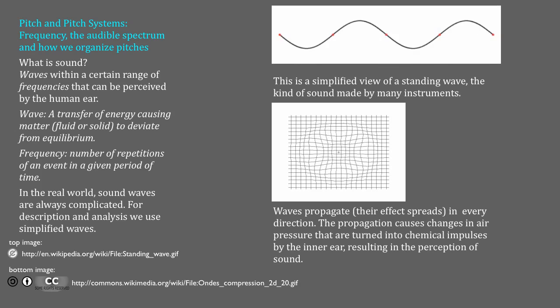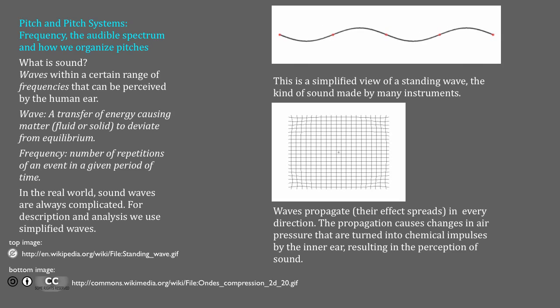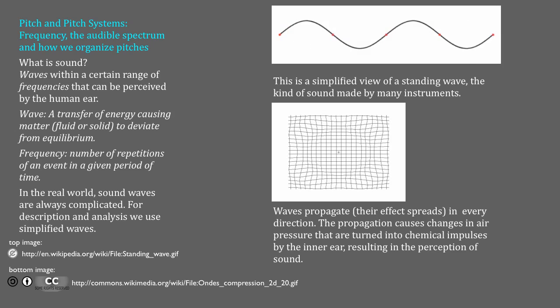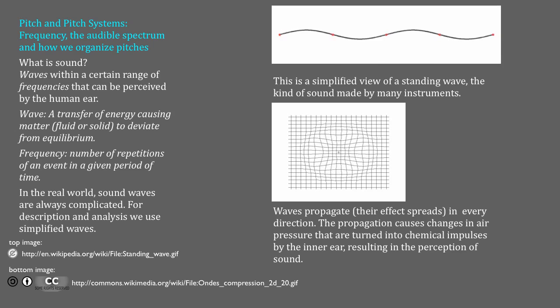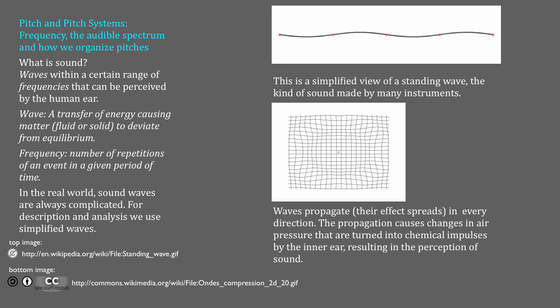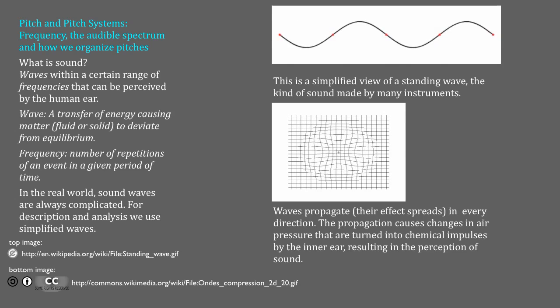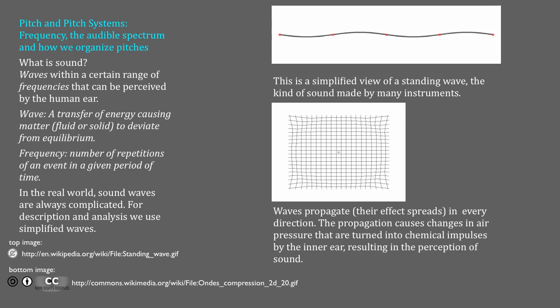This propagation causes changes in air pressure that are turned into chemical impulses by the inner ear, resulting in the perception of sound. So our ears and brains are doing some pretty sophisticated stuff with the changes in air pressure that enter our ears. Imagine what it is like in the real world when we take a sound wave like we see here that is complicated by reflection from walls and the individual timbre of instruments, for example, how much work our ears and brains have to do to really turn this into decodable data.